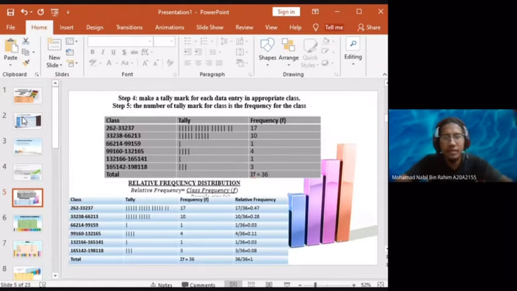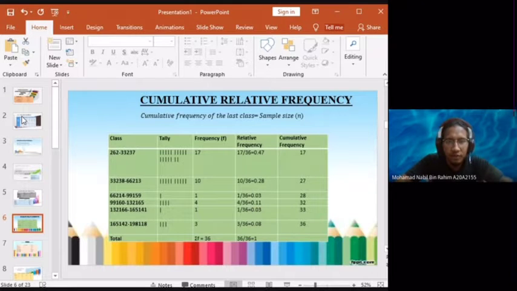Okay, step 4, make a tally mark for each data entry in the appropriate class. And step 5, the number of tally marks for a class is the frequency for the class. Cumulative relative frequency. The cumulative frequency of the last class is equal to the sample size. So, relative frequency is 17 divided by 36, 10 divided by 36, 1 divided by 36, 4 divided by 36, 1 divided by 36, 3 divided by 36, and also 36 divided by 36 is equal to 1.